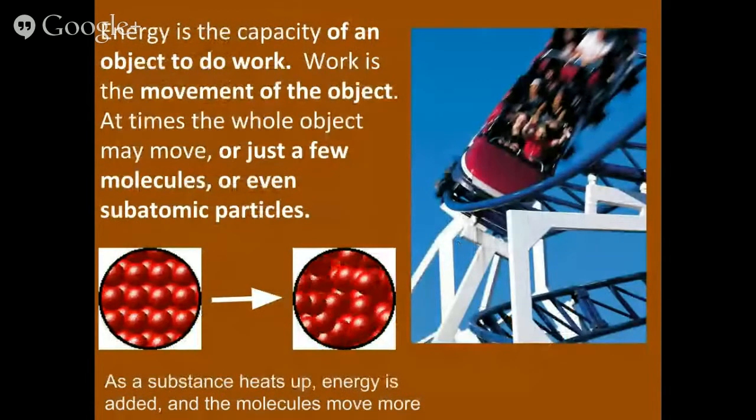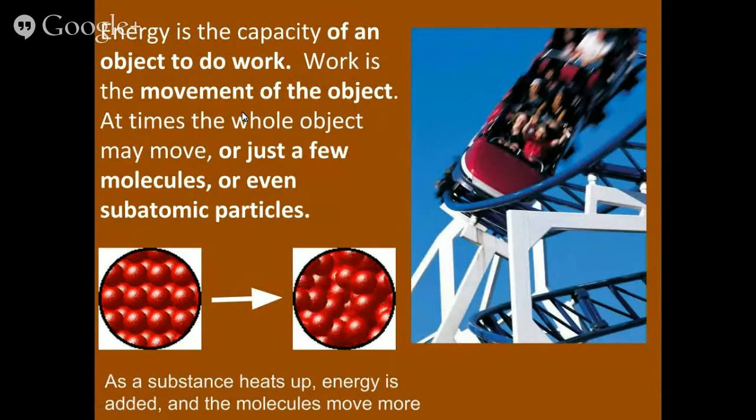So here's our definition of energy. Energy is the capacity of an object to do work. Now, you've heard of the word work before, but you haven't thought about it in physics terms. In science, work is defined as movement of an object. If an object has the ability to move, then it's doing work. And if an object is doing work, it needs energy. So energy is required for work, and work is simply defined as movement of an object.